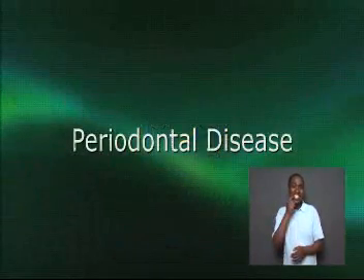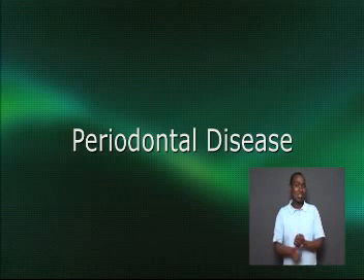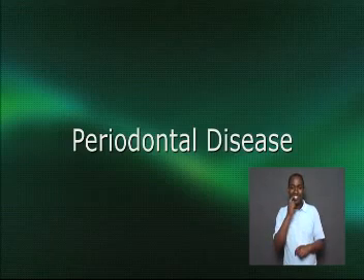Bacteria do not just attack the teeth. They can also affect the gums. This causes periodontal disease, which makes the gums tender and prone to bleeding. Eventually, teeth are lost due to periodontal disease.